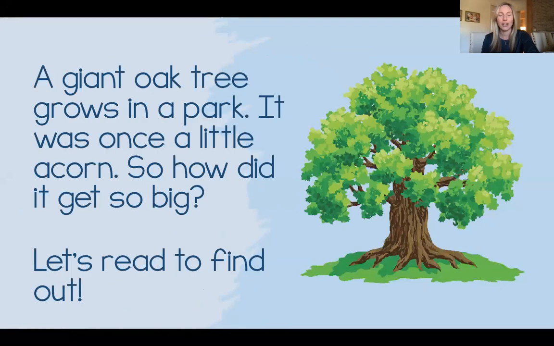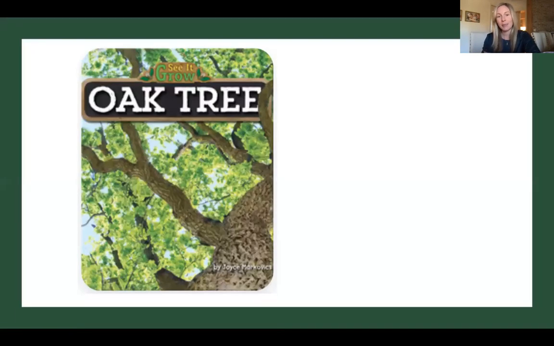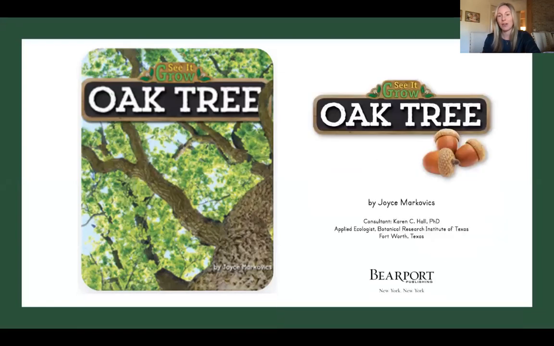A giant oak tree grows in a park. It was once a little acorn. So how did it get so big? Let's read to find out. So we've chosen a book that really explains the life cycle of an oak tree well. This is on a website called Get Epic. You can go online and create a parent account so you can choose books to read with your child at home.